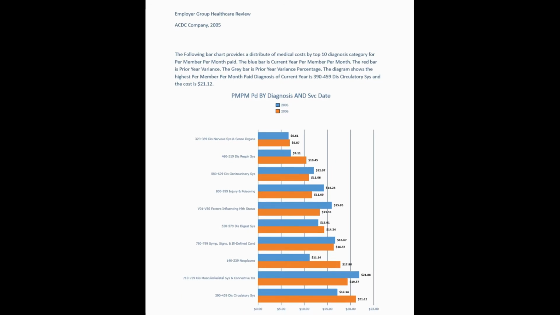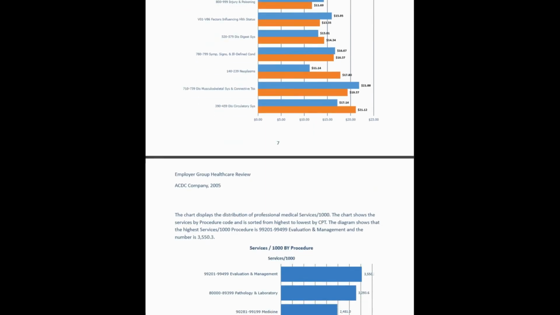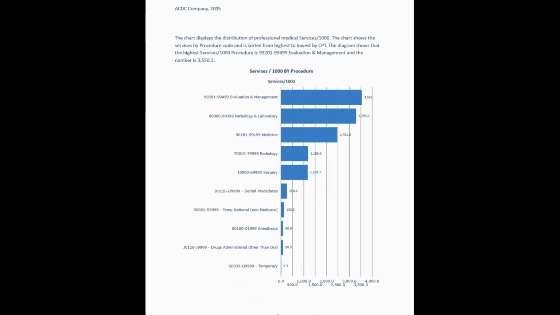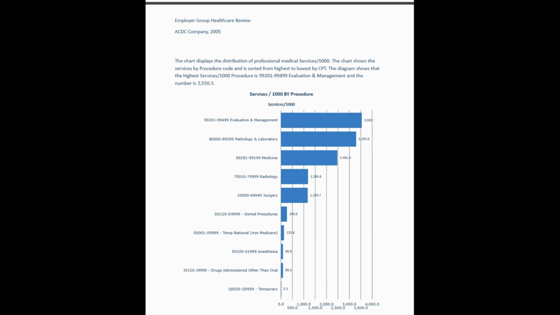Again, another example of dynamic text, where the static text is explaining what we're seeing in the report, and the dynamic text is picking up the qualitative and quantitative analysis that the diseases of the circulatory system cost $21.12 PMPM. Services per thousand, again, a blend of static text and dynamic text.